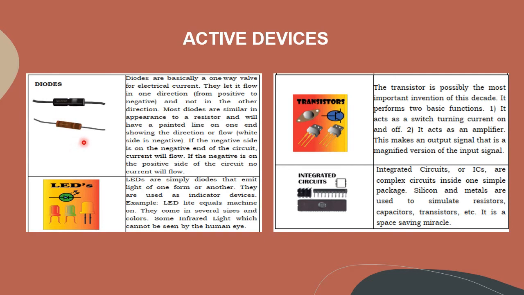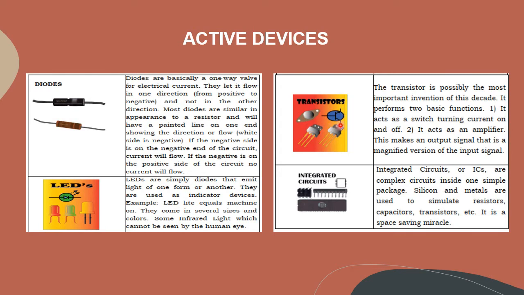Most diodes are similar in appearance to a resistor, and will have a painted line on one end showing the direction of flow. If the negative side is on the negative end of the circuit, current will flow. If the negative is on the positive side, the current will not flow. So they have here light emitting diodes. They are simply diodes that emit light of one form or another. They are used as indicator devices.